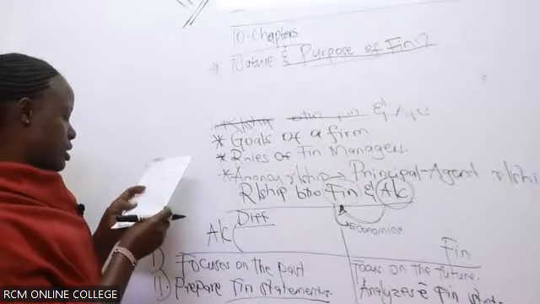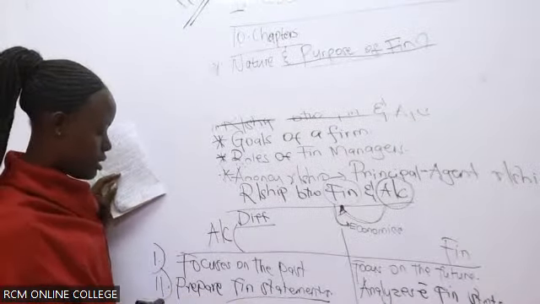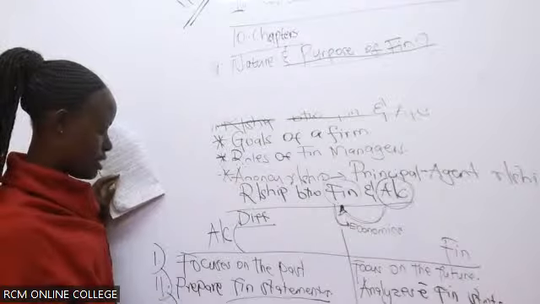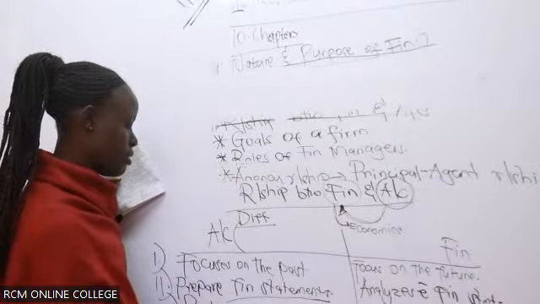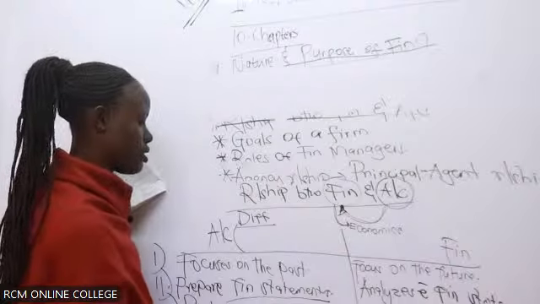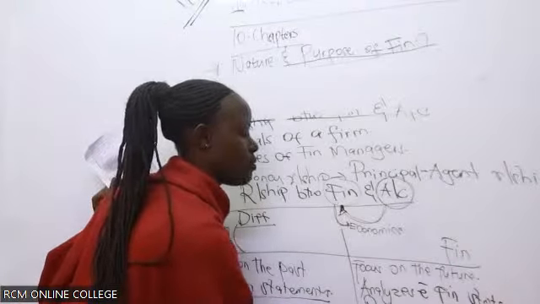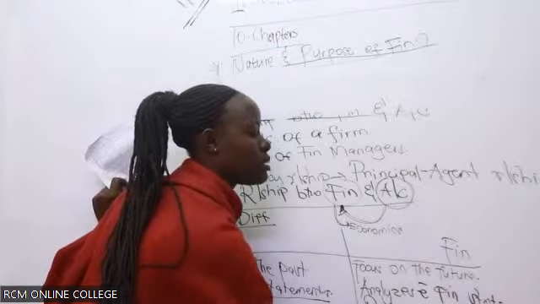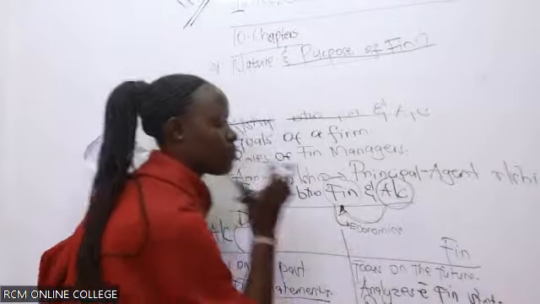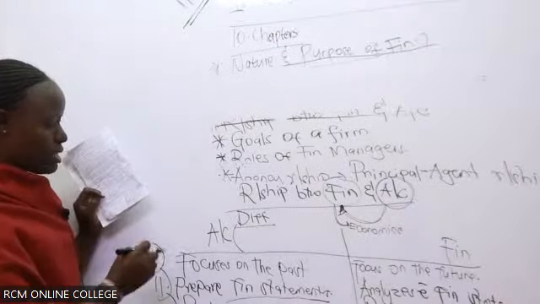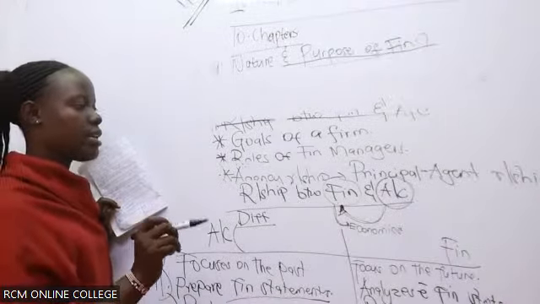Another difference between them, as we said, is that accounts is a part of finance, while finance is a part of economics. So we've already evaluated three key differences between finance and accounting.